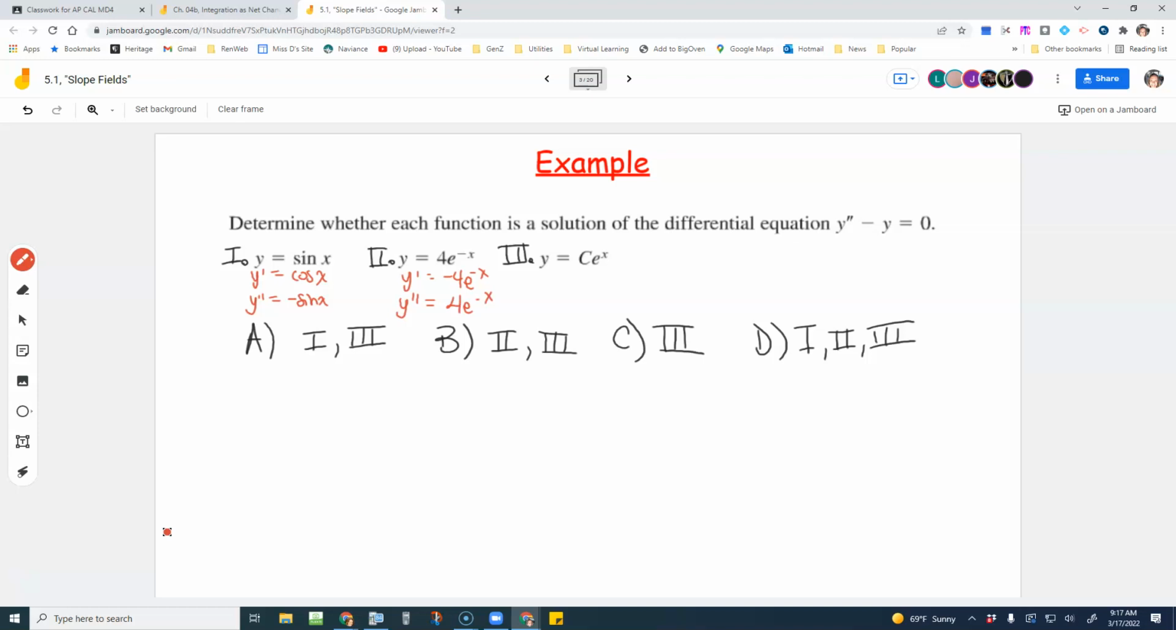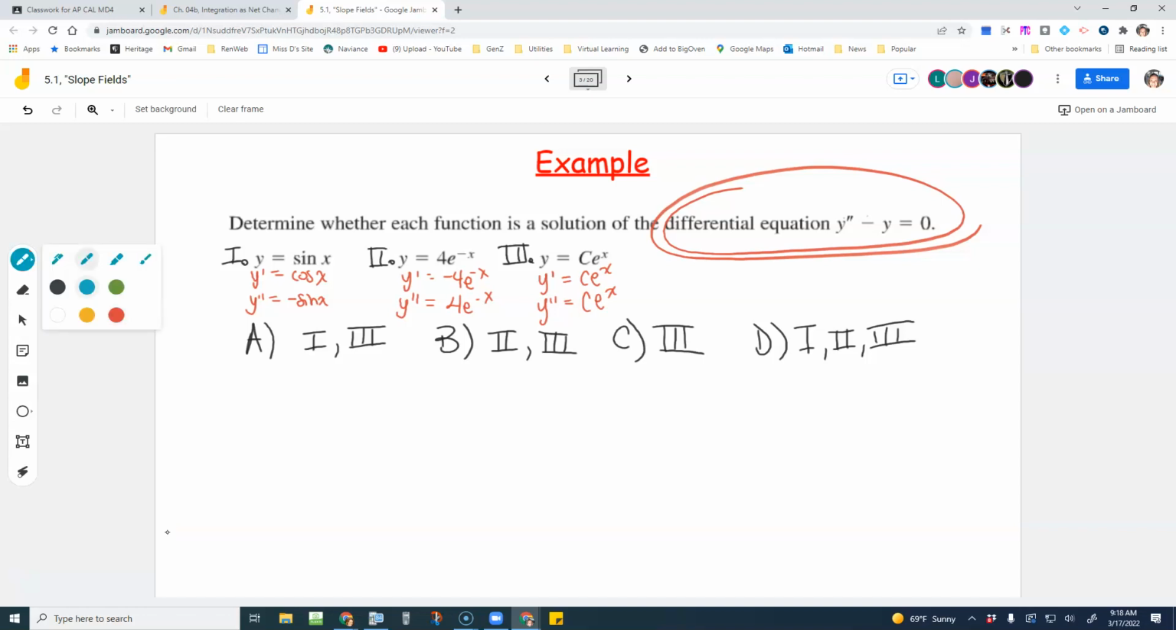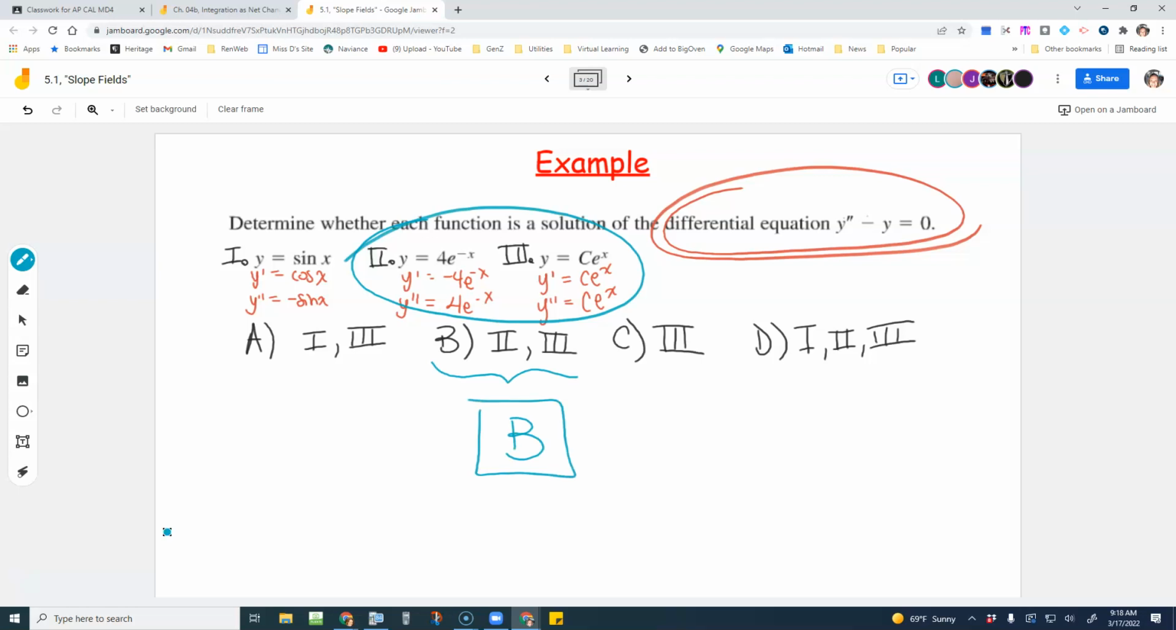As I take the derivative of the last one, c e to the x will just be c e to the x because I just have a constant and an e to the x, like a phoenix. Once again, c e to the x. And what do I need to happen in order for this differential equation to be true? I need the second derivative to be the exact same as the original function. Which two are going to have the exact same thing for the second derivative as the original so that when you subtract them, they make 0? Final answer? This one. Does that make sense?